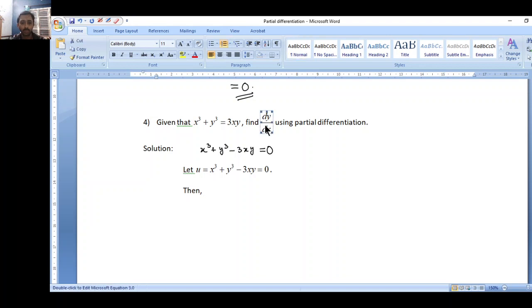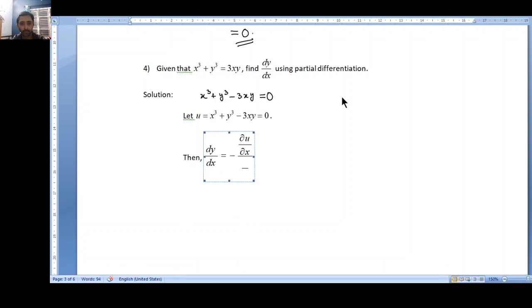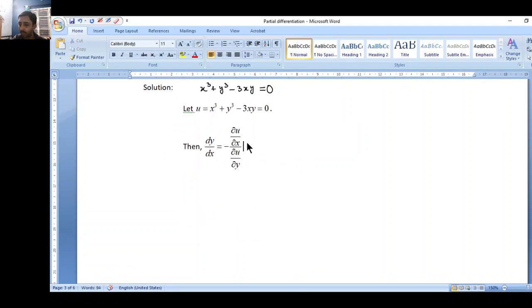Then according to the rule, we have dy by dx to be equal to, what is it? It is minus dou u by dou x. So this is minus dou u by dou x divided by dou u by dou y according to the rule, right?